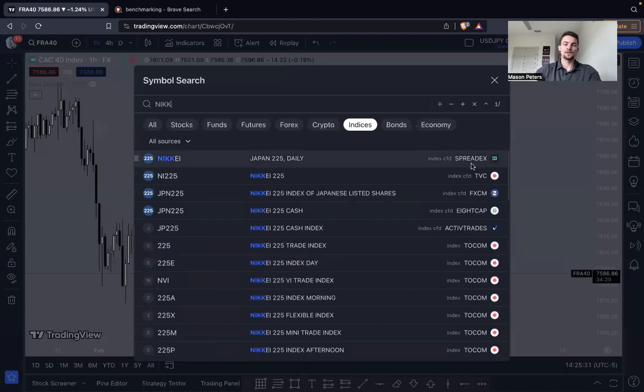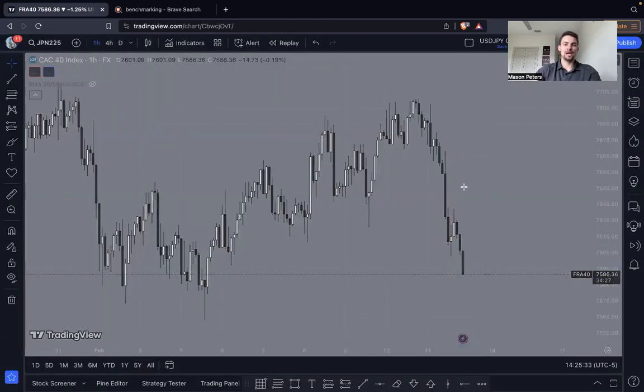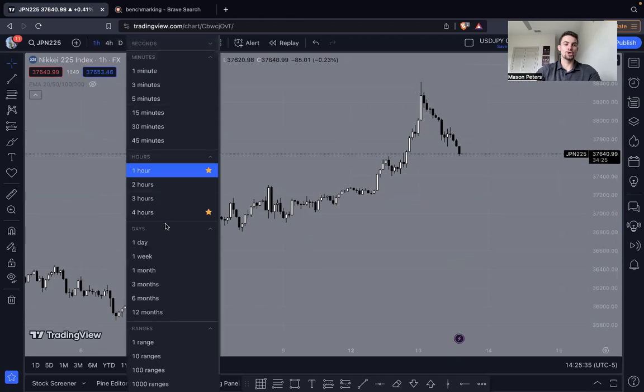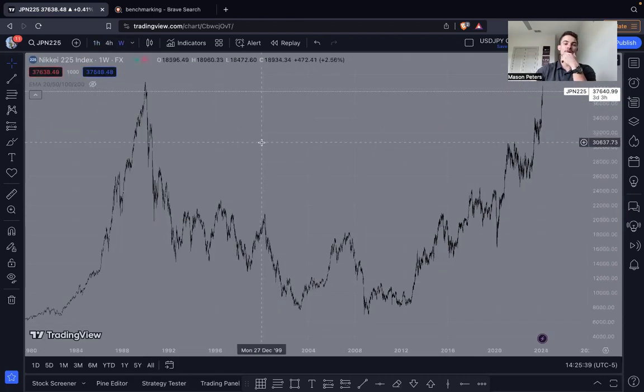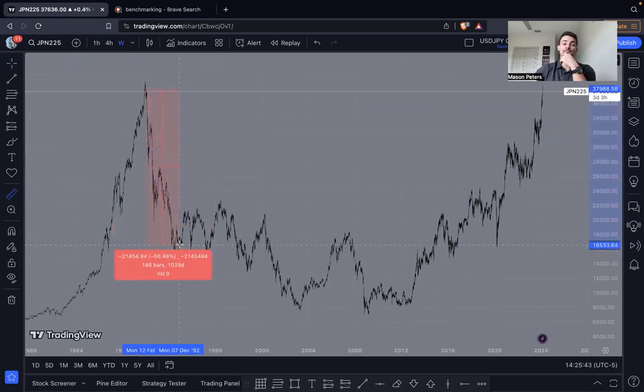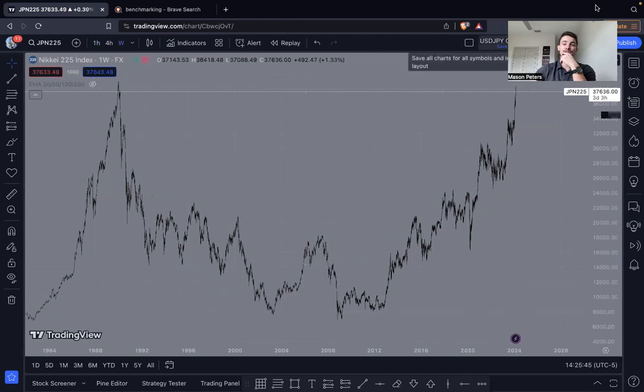Okay. Boom. Let's check out the Nikkei, baby. Okay, here we are on the weekly time frame on the Nikkei. Wow, that's some wild stuff right there. Absolutely crazy. So the Japanese economy is doing phenomenal right now. I mean, the Japanese economy is doing very, very well, although their interest rates are super low.